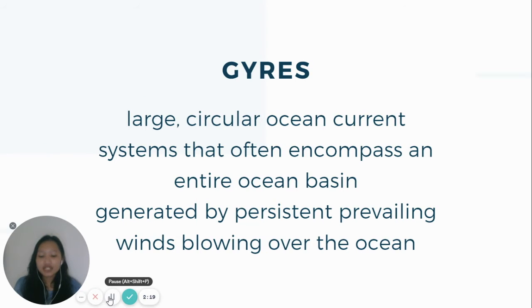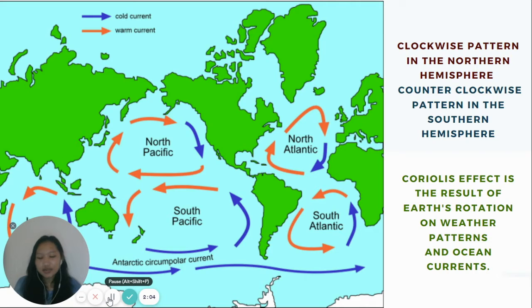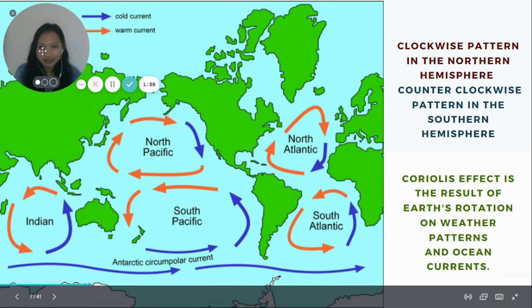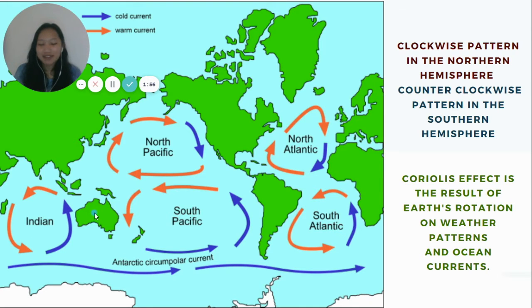Now, what are gyres? These are large circular ocean current systems that often encompass an entire ocean basin. These are generated by persistent prevailing winds blowing over the ocean. Now, in this picture, we can see the basic pattern of ocean currents. So we can see a clockwise pattern in the northern hemisphere and a counterclockwise pattern in the southern hemisphere.